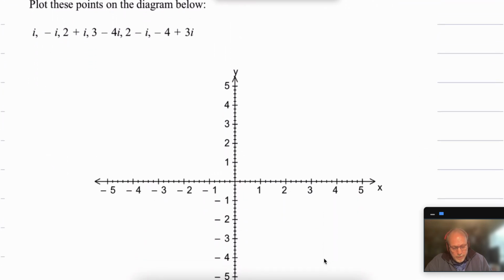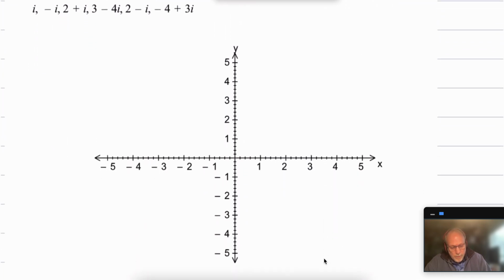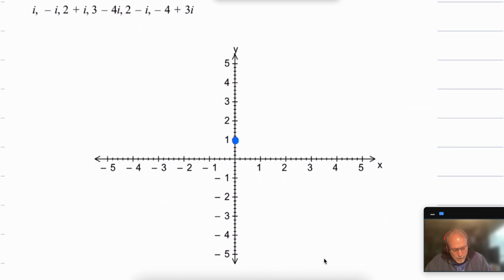So let's have a look at some more examples here. We're going to start off with the plotting of i, which is going to be at that point there. So we can see that we're not having any real part, and the imaginary part's just going to be that. So if we're looking at minus i, that's going to be going down 1 unit there. Because there's no real part again, we're just going down and doing the imaginary part. So anything that's purely imaginary will be along the imaginary axis, along the axis here.